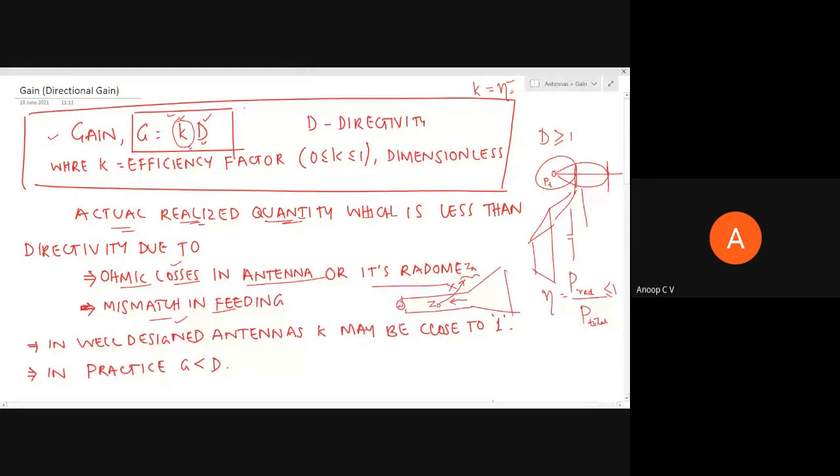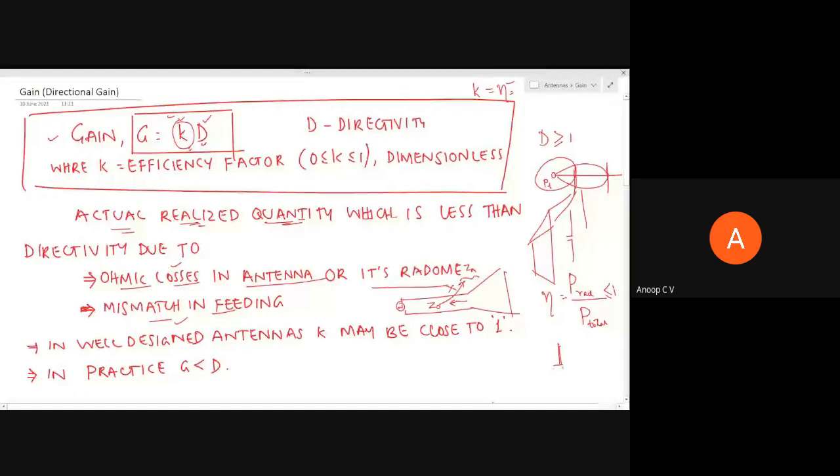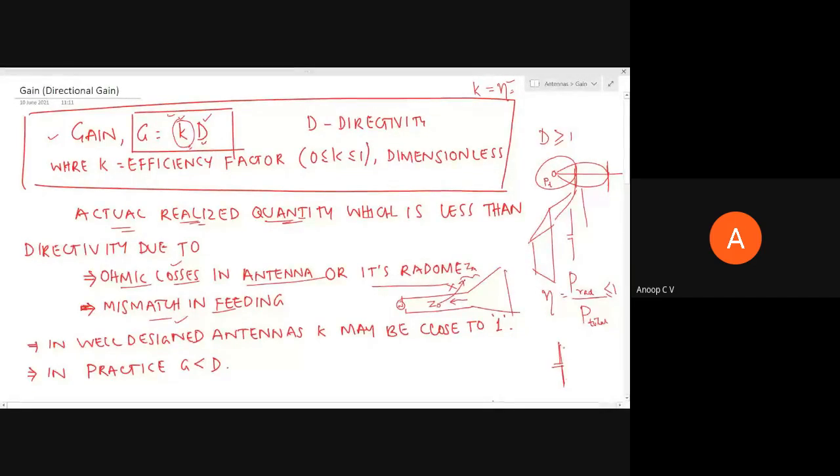So it will always be less than or equal to 1, or between 0 and 1, right? And this reduction in efficiency, or only a part of the power being transmitted, the reason can be what this antenna is made up of: metallic structures, so there can be ohmic losses. So one of the reasons for this reduced efficiency is ohmic losses in the antenna.